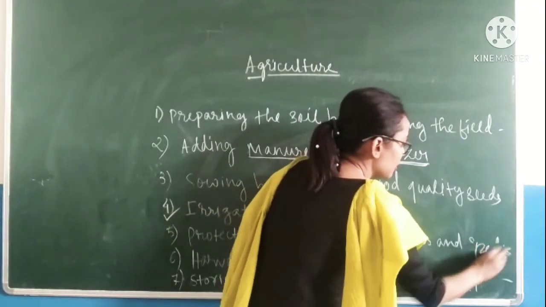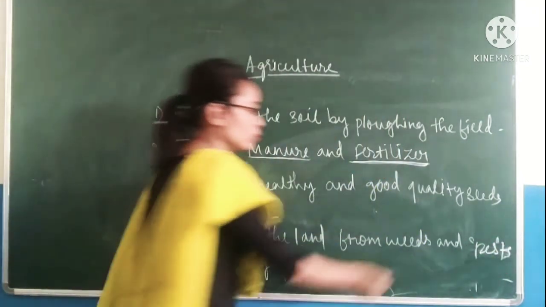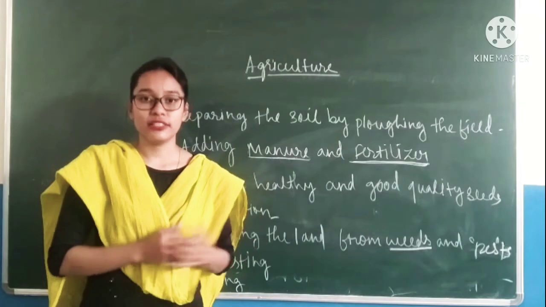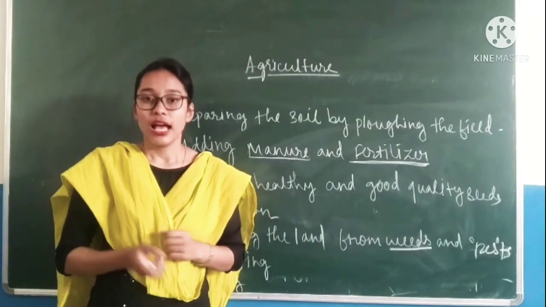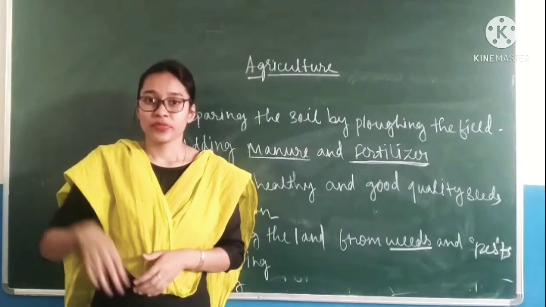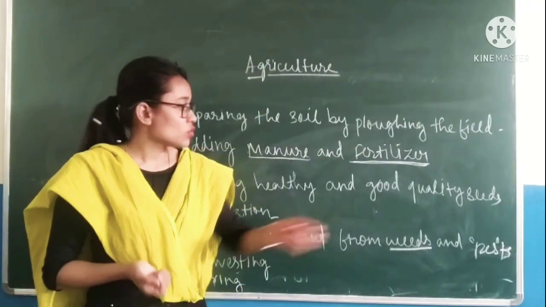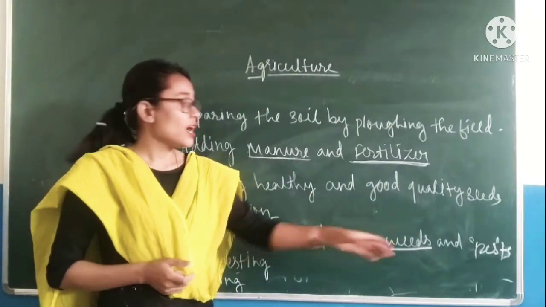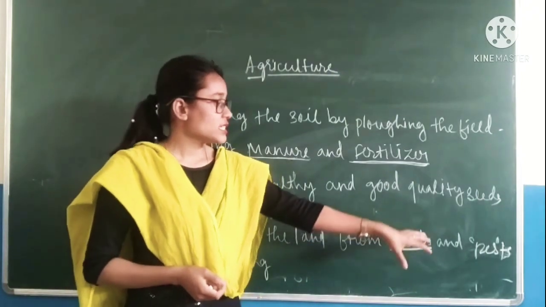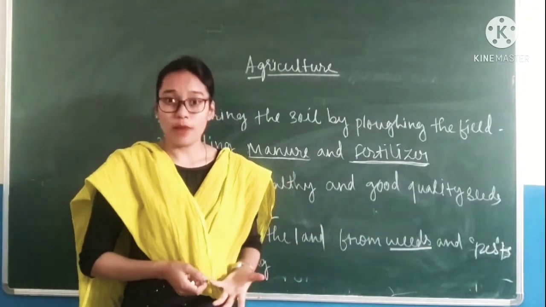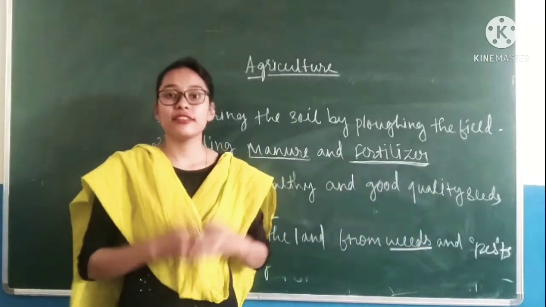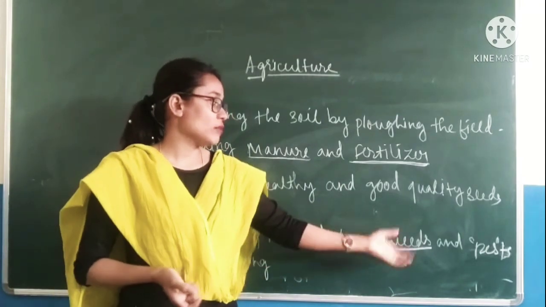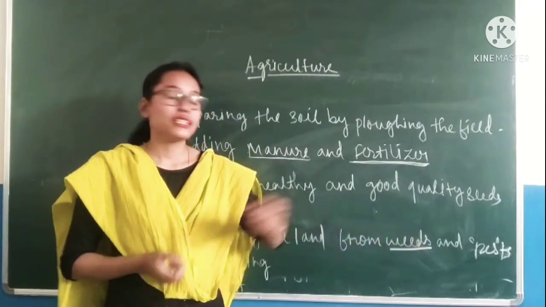Weeds and pests. Now you have got a new term, weeds. Weeds are unwanted plants. What will happen if there are unwanted plants in the field? They will take up all the nutrients and the crop which we are growing will not get sufficient nutrients. So we need to remove these weeds. And what is a pest? Pests are insects which eat up the crop. To remove weeds and pests, the farmer applies weedicides or pesticides. Weedicides are chemicals that kill the weeds, and pesticides kill the pests.